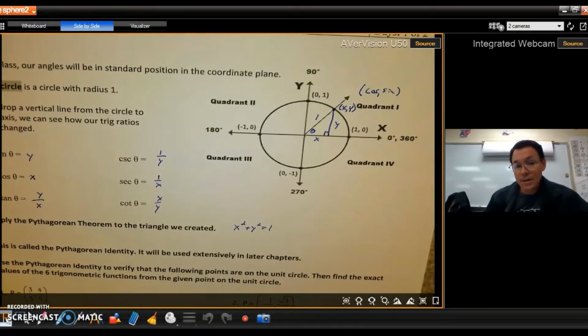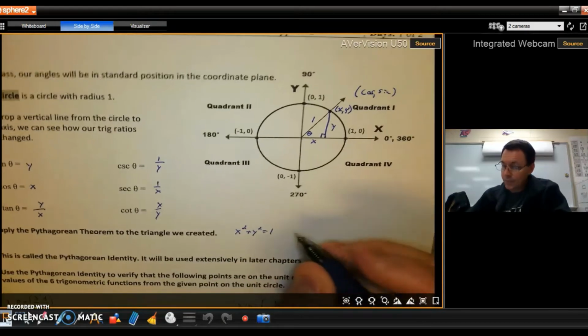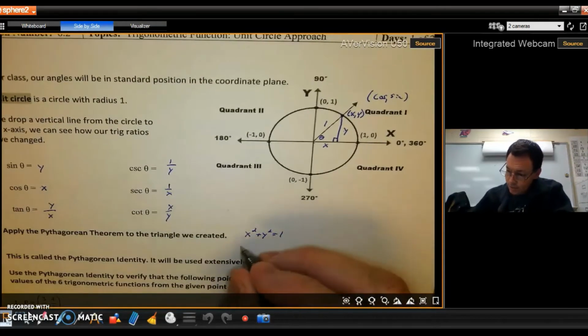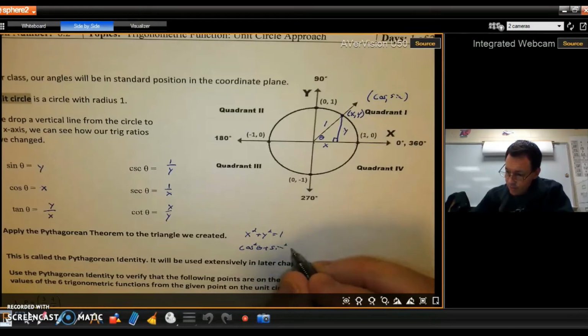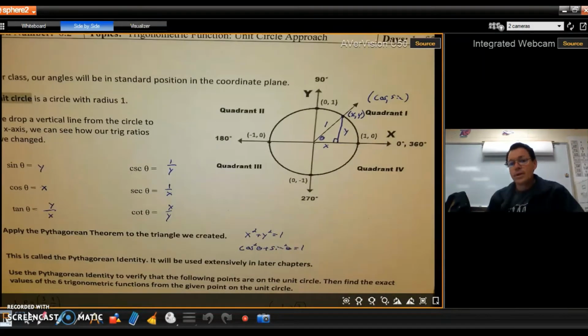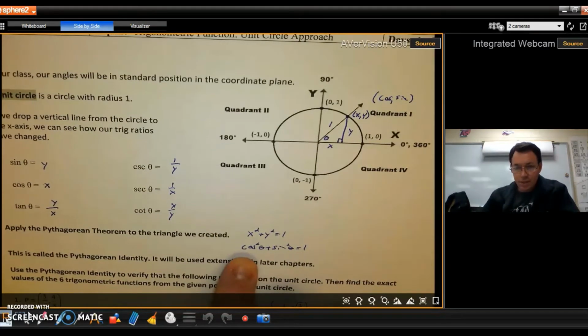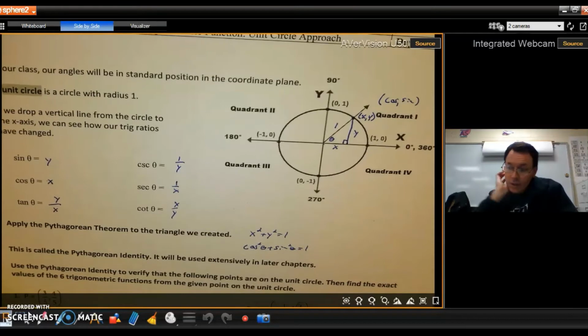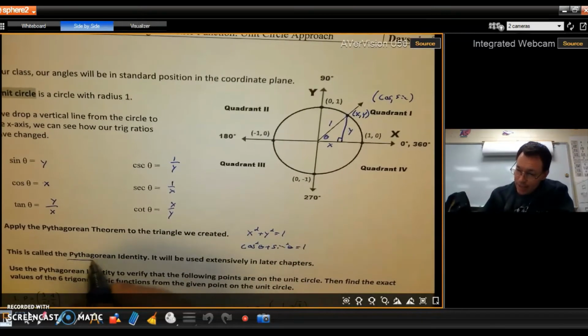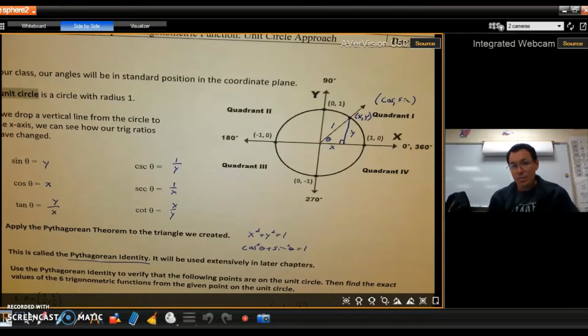Now, knowing what we now know about the x and the y, we also know that x is the cosine. So cosine squared plus, we know that y is the sine value, so sine squared equals 1. So x squared plus y squared equals 1, but also the cosine of the angle squared plus the sine of the angle squared also equals 1. Now this has a special name. It's called the Pythagorean identity. I'm not going to talk a whole lot about it right now, but when I do talk about it, you've seen it, this is what we're talking about, and I'll remind you of that.